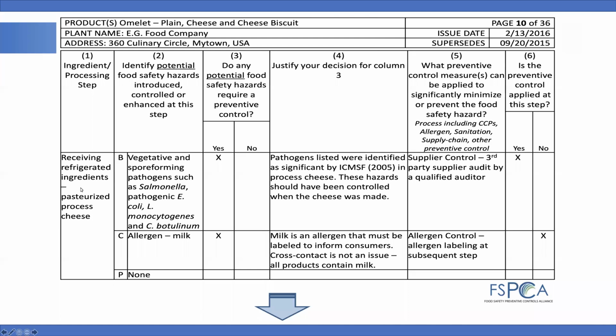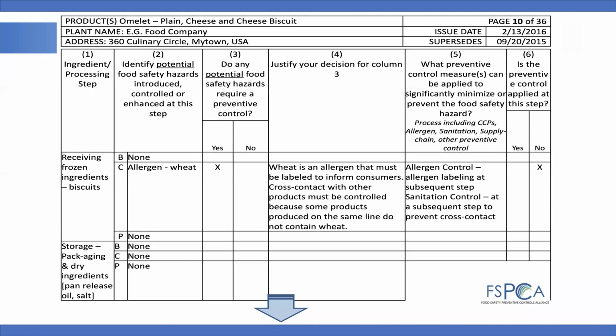At this receiving step, there are also potential biological and chemical hazards. Biological hazard can be controlled by a risk-based supply chain program at this receiving step by acquiring third-party supplier audit records. And allergen can be controlled by the allergen labeling step later. Again, at the receiving step, the allergen hazard also can be controlled by sanitation control at a later step. So there is no preventive control applied at this step.